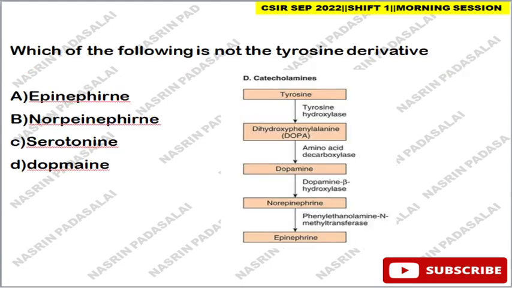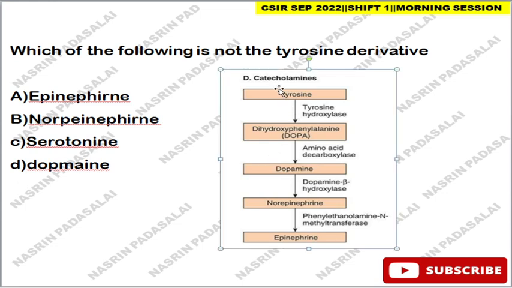Next, which of the following is not a tyrosine derivative? If you check the same revision notes for unit number 7, animal system physiology, I had given the catecholamine neurotransmitter biosynthesis. From tyrosine, dopa is manufactured, and dopamine is manufactured from dopa, norepinephrine is produced from dopamine, and epinephrine is produced from norepinephrine. So from tyrosine come dopa, dopamine, norepinephrine and epinephrine. Okay, so the correct option here is serotonin, which is not derived from tyrosine.